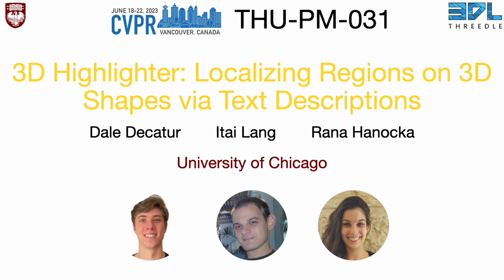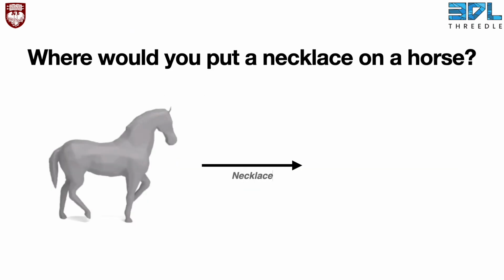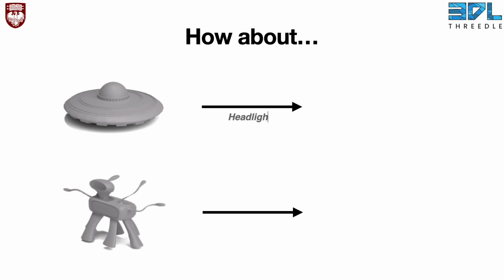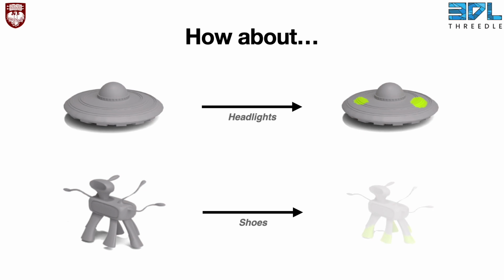We present 3D Highlighter, localizing regions on 3D shapes via text descriptions. Where would you put a necklace on a horse? How about headlights on a UFO or shoes on an alien? More generally, can we localize arbitrary text-specified regions on 3D shapes? In this work, we present a method to do exactly this.